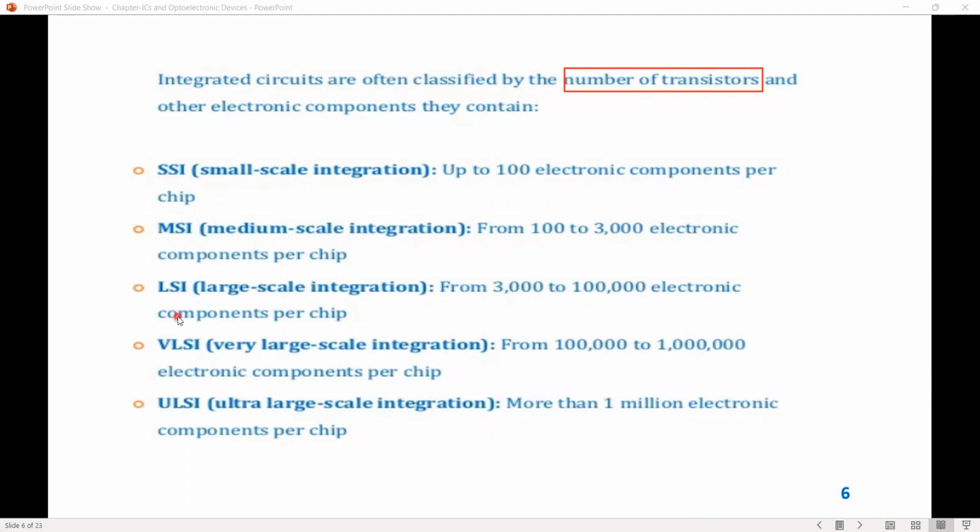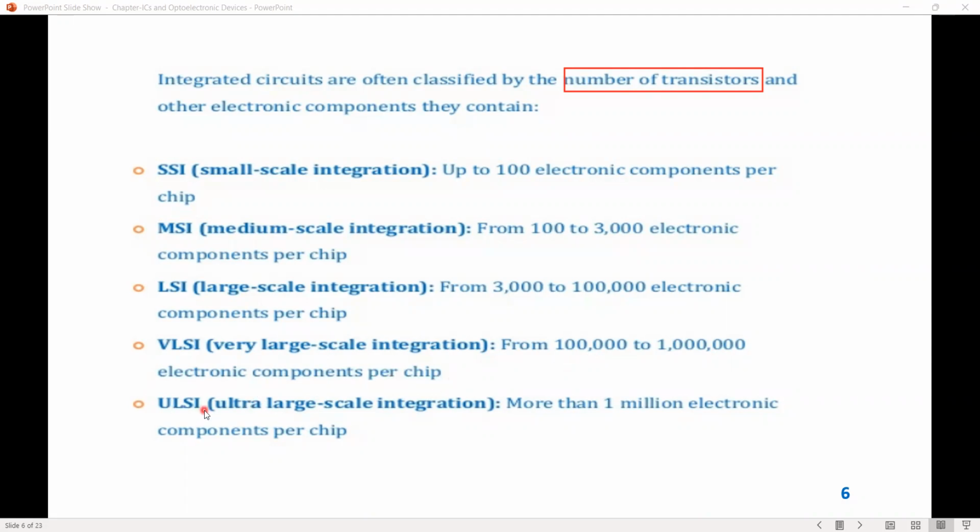The next technology is LSI, large scale integration. Here 3000 to 100,000 electronic components per chip could be designed. But still, technology is not stopping. Next, VLSI, very large scale integration. Here 100,000 to, look here, how much? A million electronic components per chip.